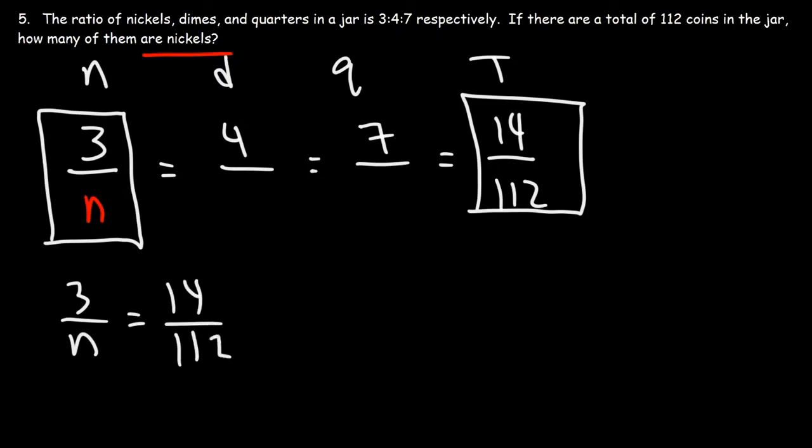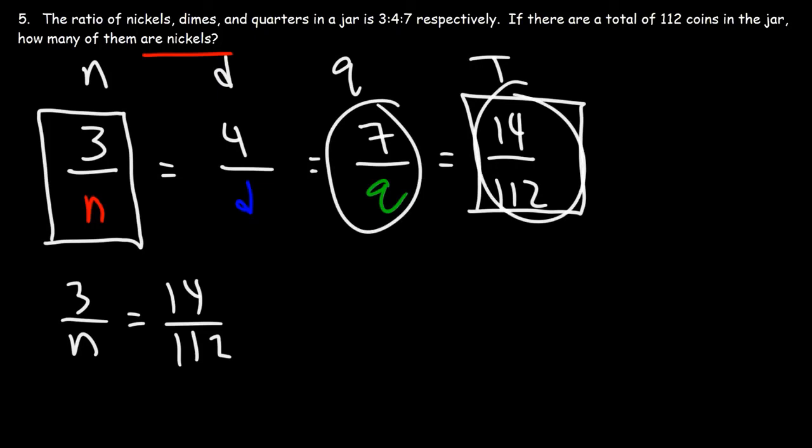Now, if I wanted to calculate the number of dimes, I would put D for dimes and set these two equal to each other and solve for D. Or, if I want to solve for the number of quarters, I would set these two fractions equal to each other. So I can calculate the number of dimes, nickels, or quarters, whichever I want in this problem. But let's focus on N.